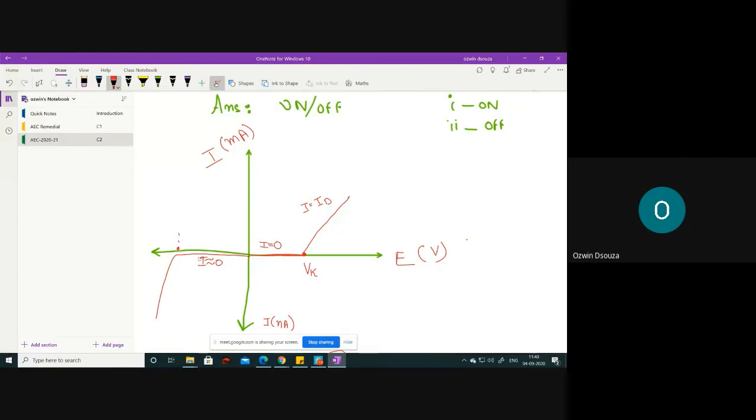Only when your applied voltage exceeds something known as the breakover voltage, the breakdown voltage, the current approaches infinite amperes. That means the current will be very, very high, and that can destroy the circuit. So this is your forward bias characteristics, and this is your reverse bias characteristics. This is your practical diode characteristics.